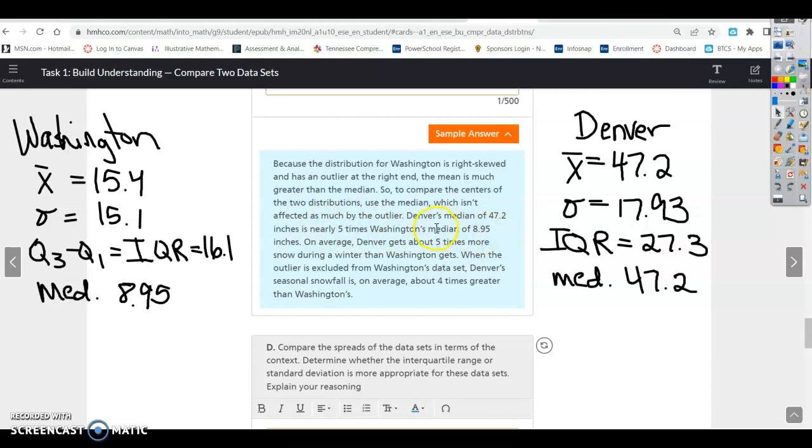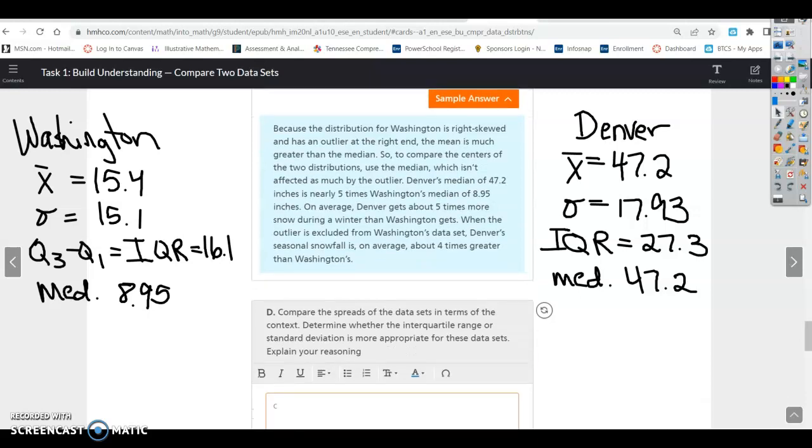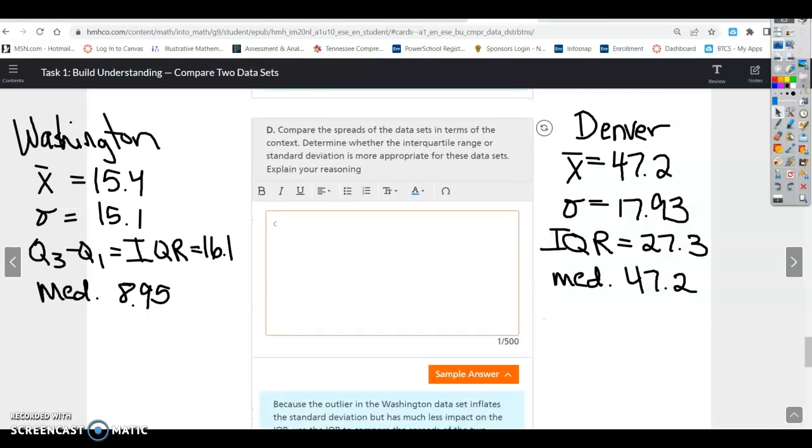All right, so Denver has a median and a mean of 47.2. All right, so it says on average, Denver gets 5 times more snow during the winter than Washington gets. When the outlier is excluded from Washington's data, Denver's seasonal snowfall is on average 4 times greater than Washington. So they looked at the entire set of data, and then they reevaluated it with the 1 year missing from Washington, which was the outlier.